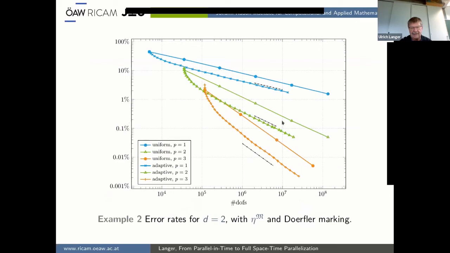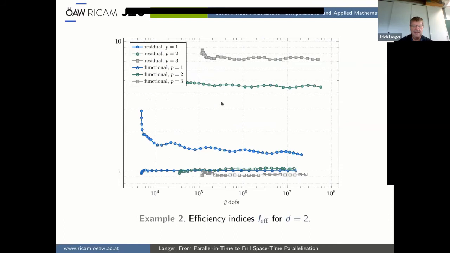And here you see the rates. This is a smooth solution, but with steep gradients. So you can always benefit, say, green is uniform, and then adaptive. Uniform, adaptive. So you always get the optimal rates. So these are the efficiency indices for the functional and for the residual. For the functional, you see you are around one. For the residual, only for p equal to one, we get good efficiency indices. But for p equal to two and three, it's not so nice. And it's heavily depending on p.